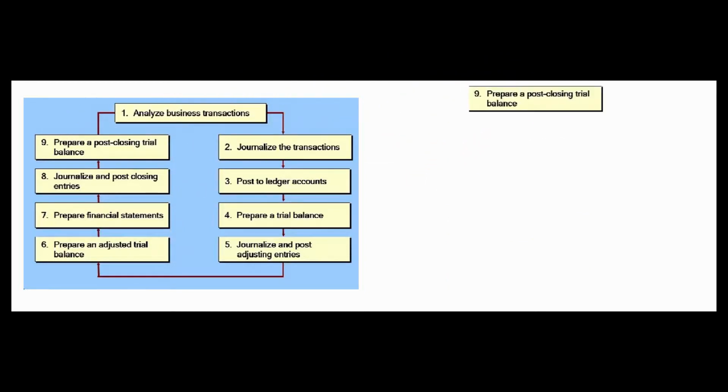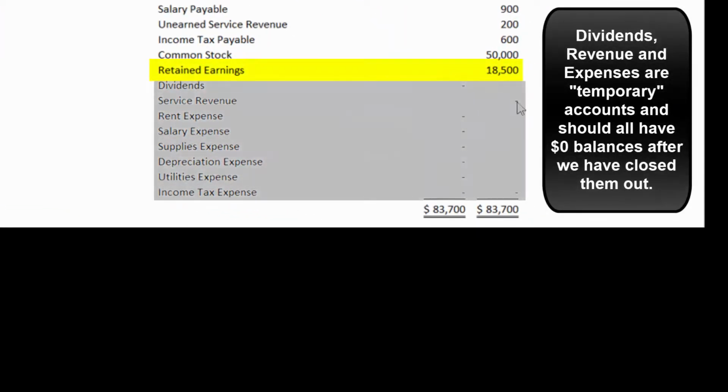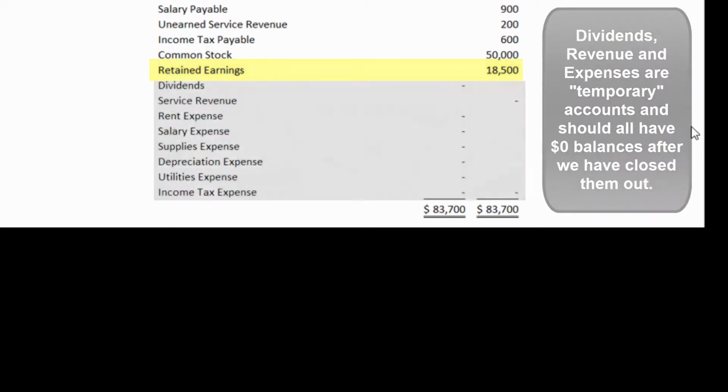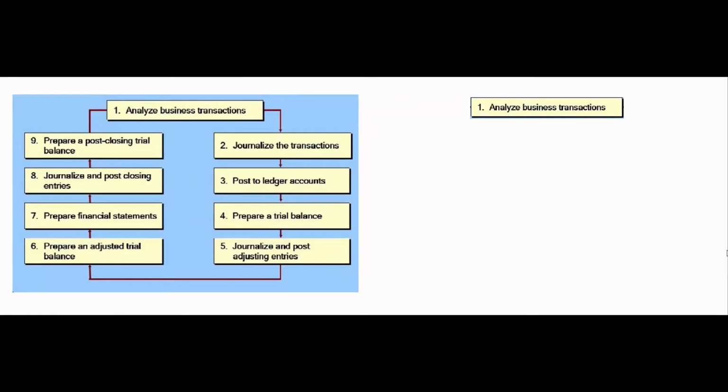Then the last step is to prepare a post-closing trial balance. Our retained earnings should have the updated amount in it. Dividends, revenue, and expenses should all have zero balances. If we do a post-closing trial balance and there's still an expense left, or a dividend balance left, or a revenue balance left, we know we didn't completely close out those accounts in step 8. And once we've done step 9, we start all over again with the accounting cycle for the next period.